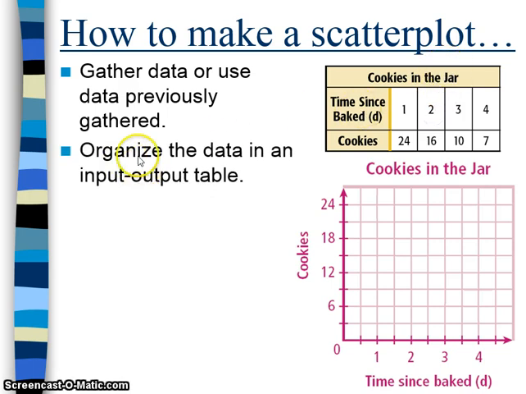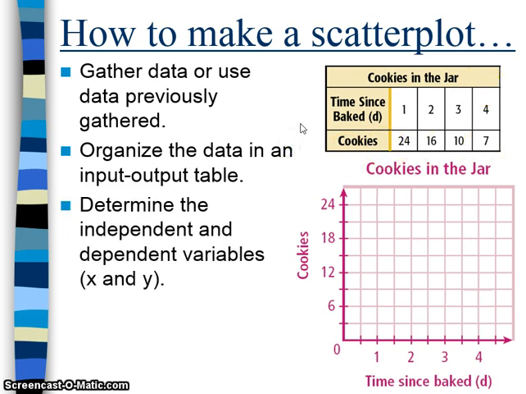The second step is to organize the data in an input-output table. So for example, if you were given a list of ordered pairs, you would want to organize them in an input-output table. Third, determine the independent and dependent variables, the x and the y. Well, in this case, the time since baked is the independent variable because the number of cookies in the jar depends on how long they've been sitting there.